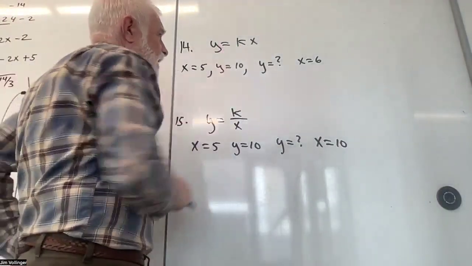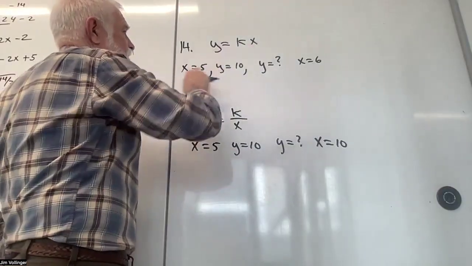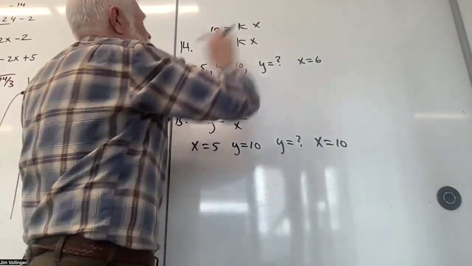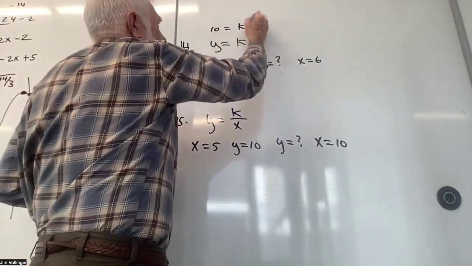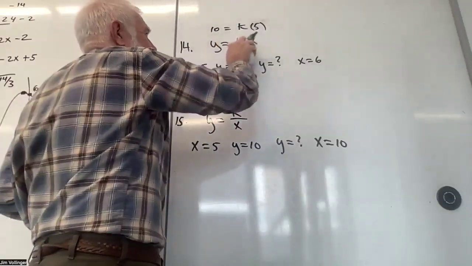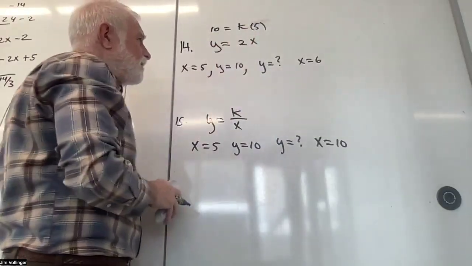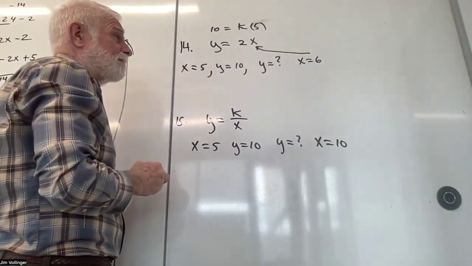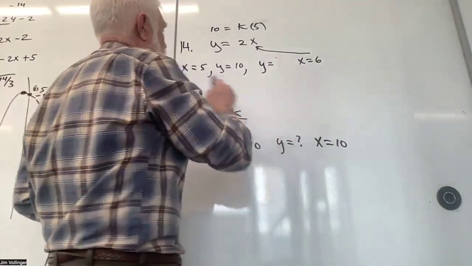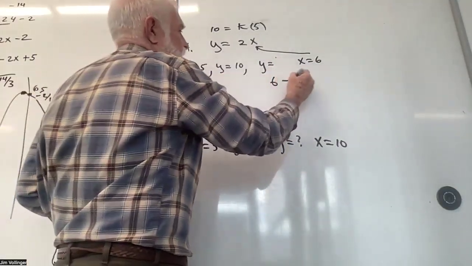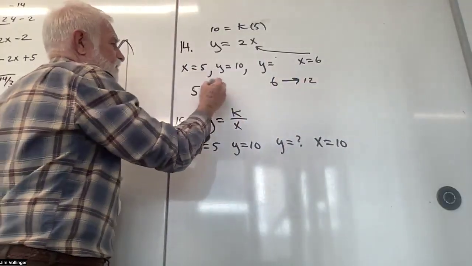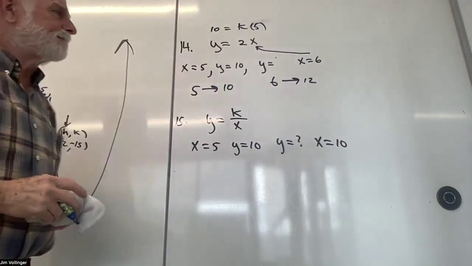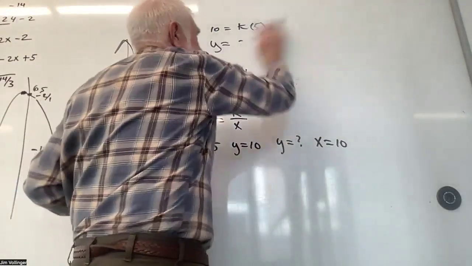Y varies directly as x. So if you put a 5 in for x, you get a 10 out for y. Right? All right, so what do we learn from that? We learn what k is, the constant of proportionality. There it is. Now when I plug in a 6, I can see that y becomes 12. So 5 gets me 10, 6 gets me 12. I hope you can see the doubling constant. All right, so let's get rid of that one.